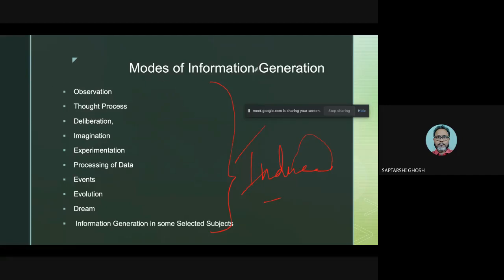Now, how can we generate information? What are the different modes of information generation? One is observation. Can you tell me a real example of observation as a mode of information generation? I can give you one: COVID-19. Last year, when COVID came, it was a virus from China, previously unknown and very uncommon, although having some relationship with the SARS virus, it is a newer strain of that.